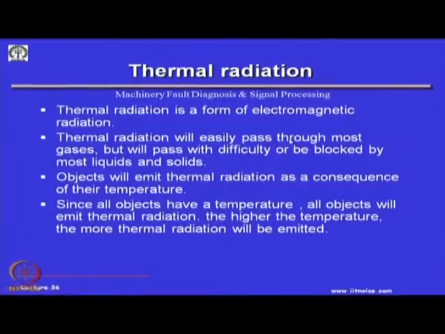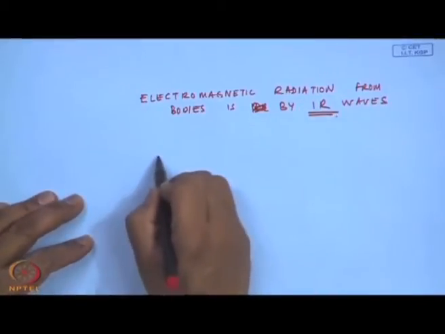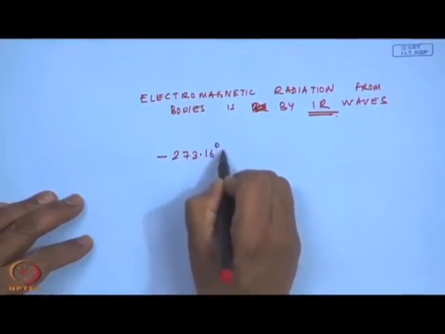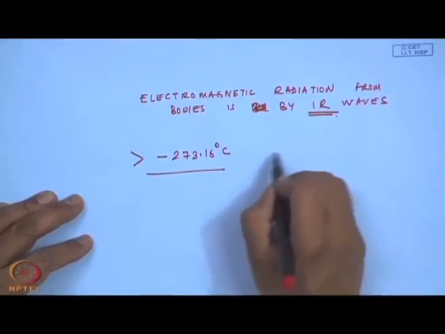So, this thermal radiation will easily pass through most gases, but will pass with difficulty or be blocked by most liquids and solids. Objects will emit thermal radiation as a consequence of their temperature. Since all objects have a temperature, all objects will emit thermal radiation. The higher the temperature, the more thermal radiation will be emitted. In fact, if any body's temperature is more than absolute zero, it is going to emit IR.